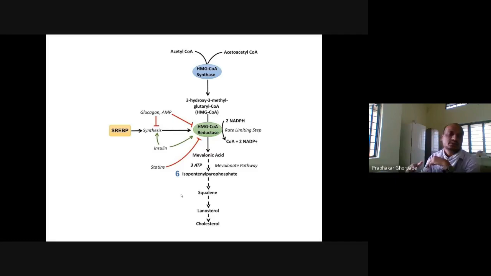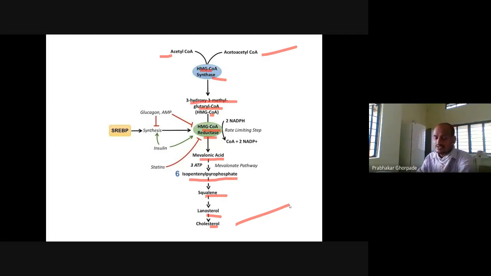So when we are tracking cholesterol, this is just a diagram I have kept so that you understand what we are studying here. Acetyl CoA and acetyl CoA combine, and with HMG CoA synthetase we get 3-hydroxy-3-methylglutaryl CoA, and HMG CoA with HMG CoA reductase gives mevalonic acid. Then with further conversion, isopentenyl pyrophosphate, then squalene, then lanosterol, and cholesterol. So this is our synthetic pathway for cholesterol. We will be seeing it in our syllabus during theoretical classes.